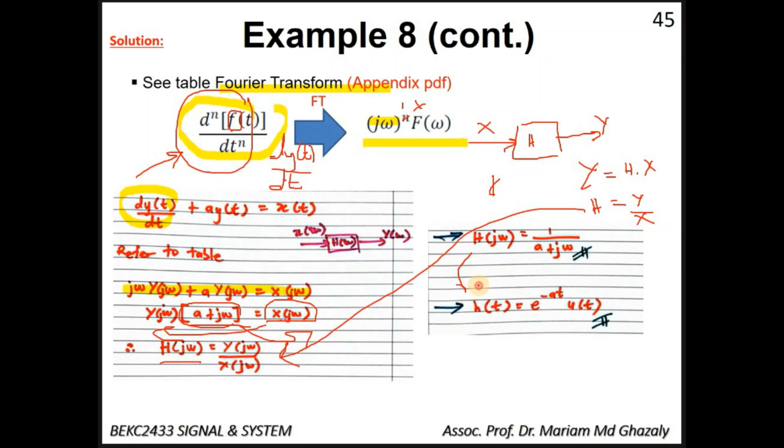From there, we get the inverse Fourier transform by referring to the Fourier transform table. For 1 over (a plus jω), we get e^(-at) u(t). This is based on the previous example that we did. So this is the final answer.